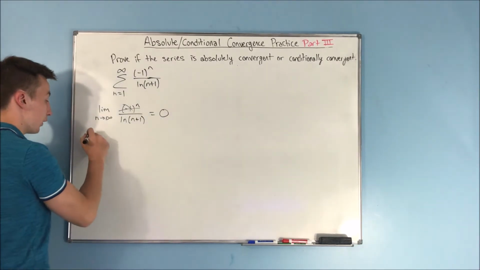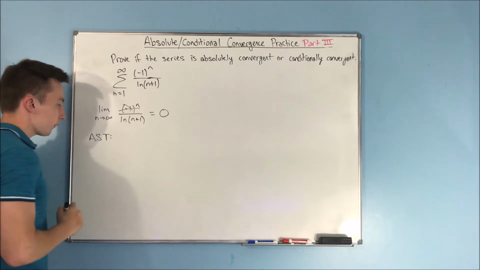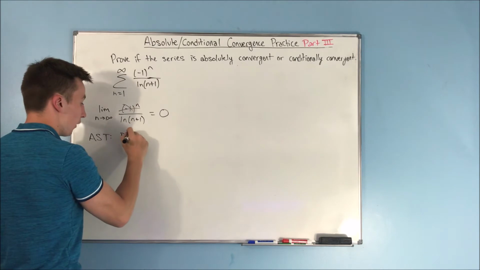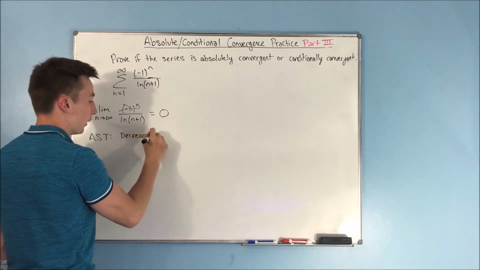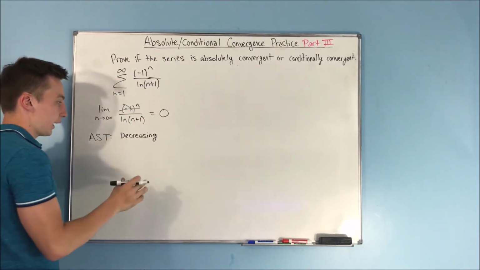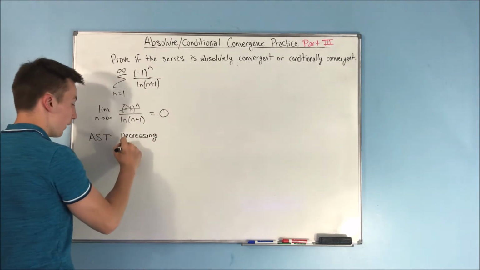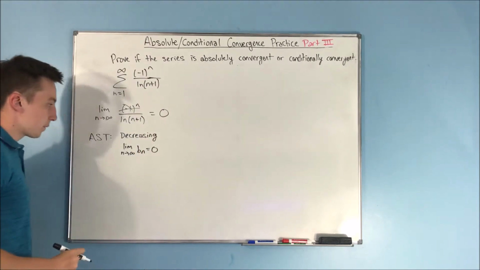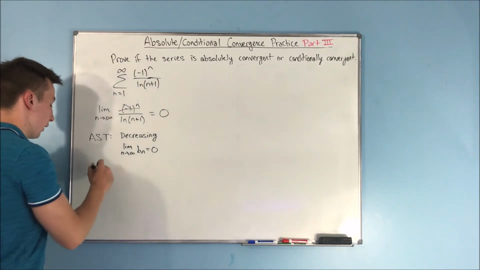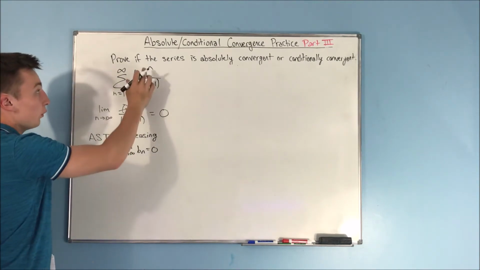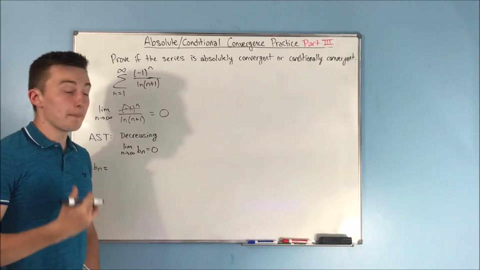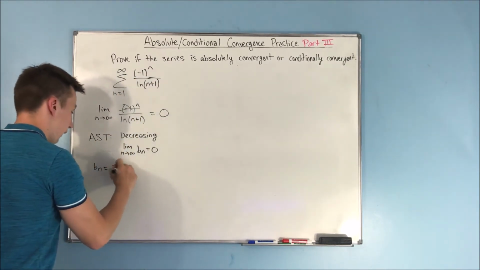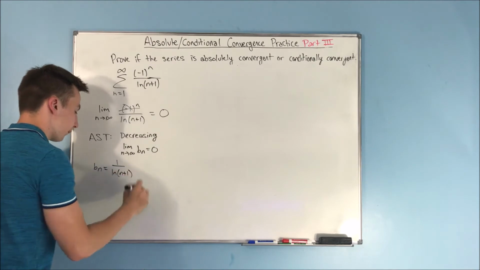So we need to move on to the alternating series test. For the alternating series test, we need to see if our b sub n, which we'll figure out here in a second, is going to be decreasing, and if the limit as n approaches infinity of b sub n equals 0. How do we get that b sub n? Well, we're just going to remove what is making this series alternating. We are going to remove this negative 1 to the n. We're left with 1 over the natural log of n plus 1.